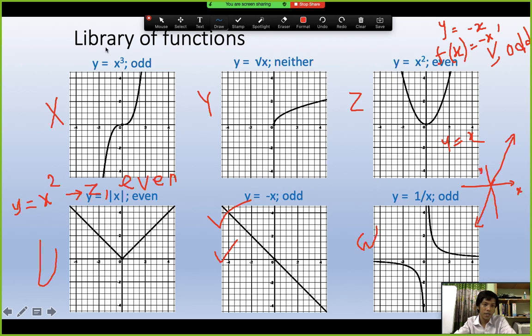Or if we ask for the y equals x square graph, which one is it? You should say, oh, the y equals x square graph shape is this one.